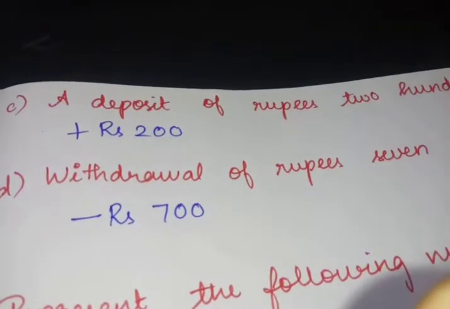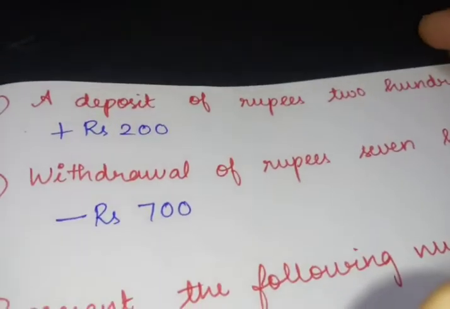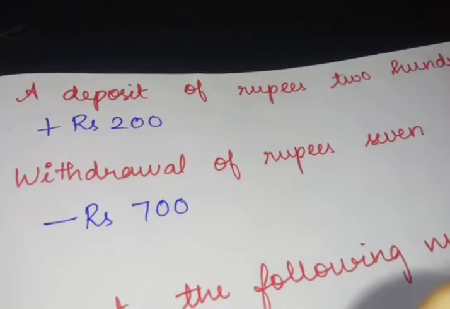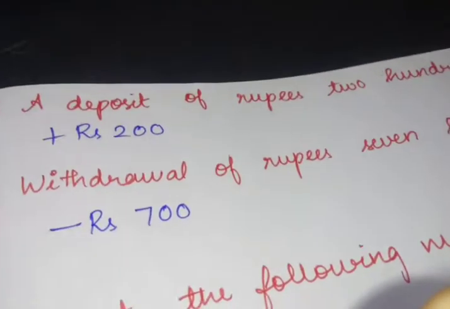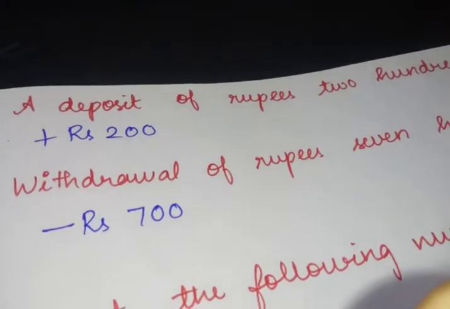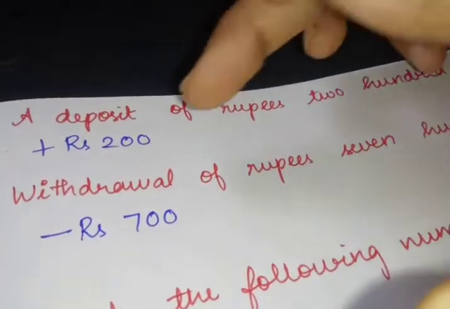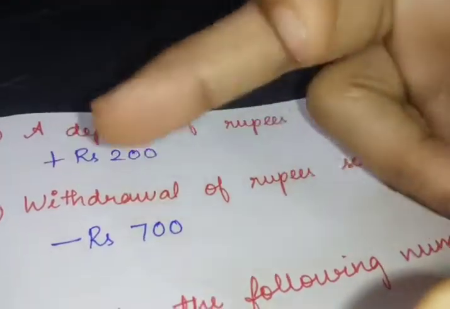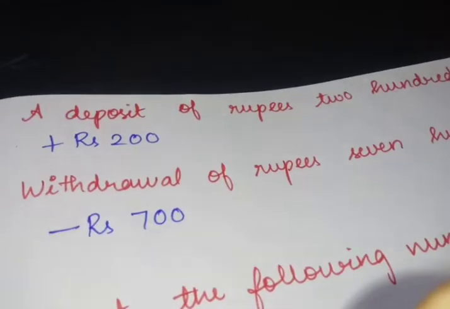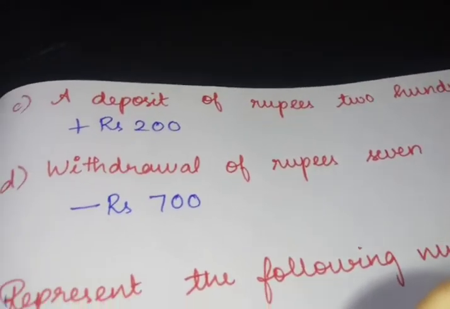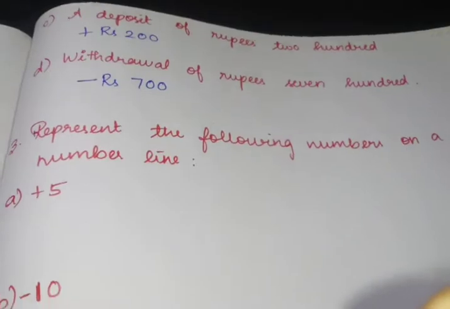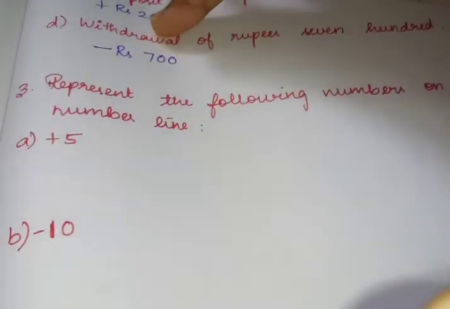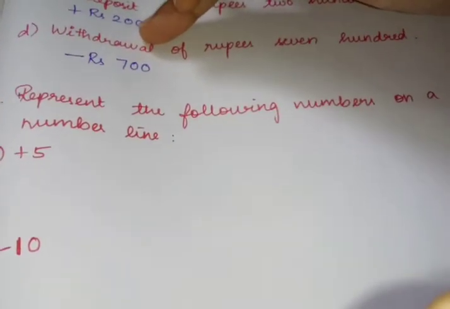Likewise, above the ground means positive, below the ground means negative. Right side means positive, left side means negative. Like that, you should know the meaning of the statement and write whether it is a positive integer or negative integer. This is your second question. Understood? Next, third question. Represent the following numbers on a number line.